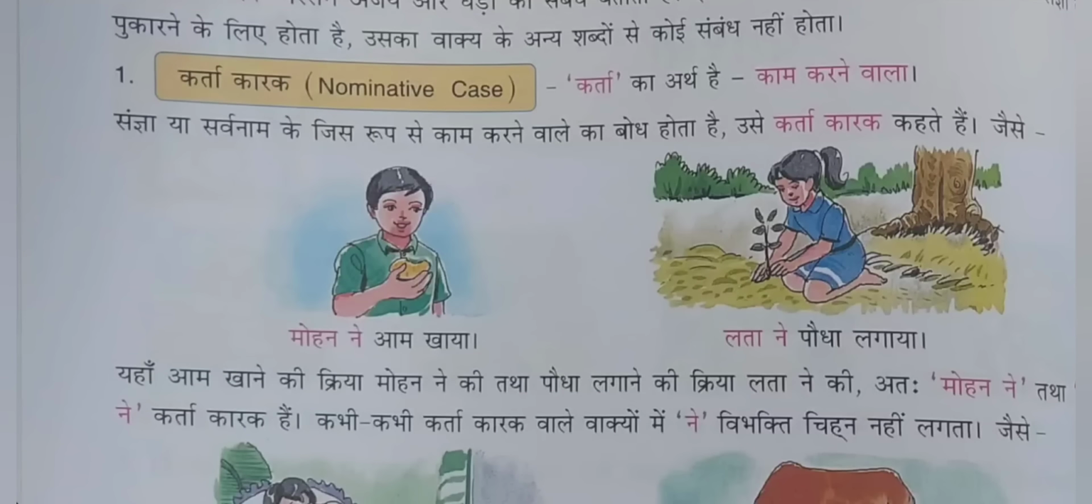What you have to understand in karta karak: the symbol is ne, which gets attached next to the noun who is doing the work. So you have to ask the question to the verb, who is doing it. Whichever noun comes, next to that noun you have to attach ne, and ne will get attached only for the past tense which has a sakarmak kriya.